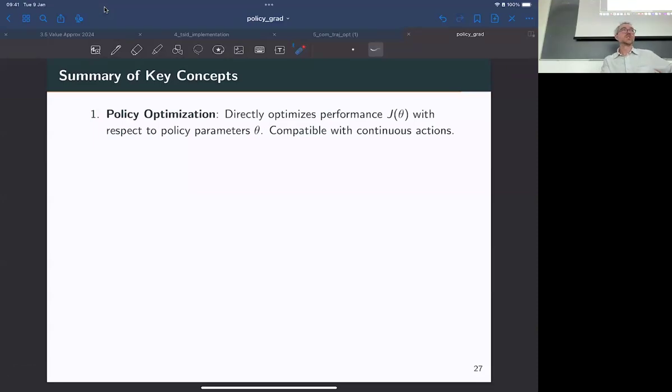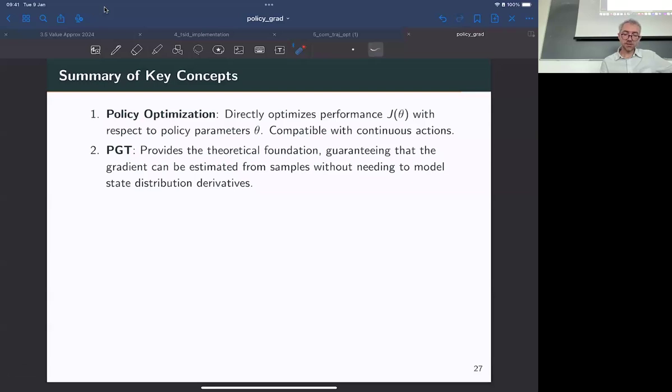So we got to the end of the lecture. Let's try to summarize the key concepts. Moving from value-based to policy-based methods, we can directly optimize the policy by trying to minimize this performance metric J, which was the expected cost under the policy pi. And we minimize it with respect to the parameters theta of the policy. That is compatible with continuous actions. So finally, we can optimize policies whose outputs are continuous actions and not discrete ones.